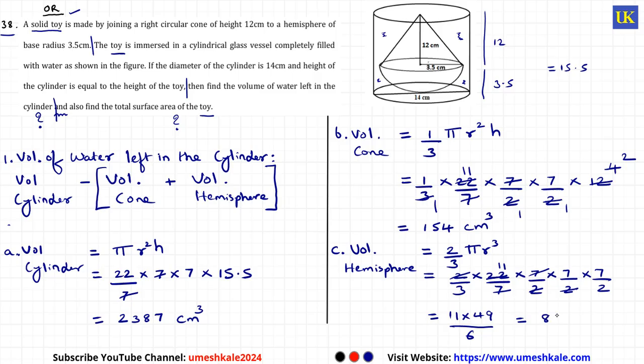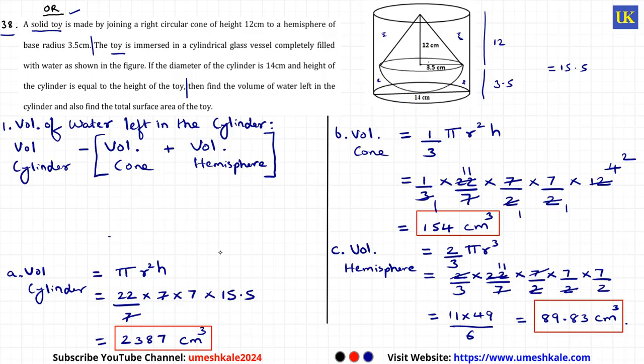So this is 89.83 centimeter cube. Now what we'll do, we'll put all these values in this formula and we will get the volume of water left, and we will do this on the next page.